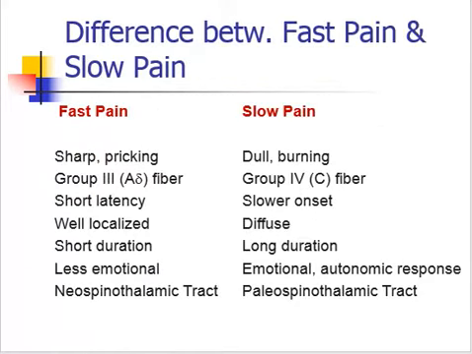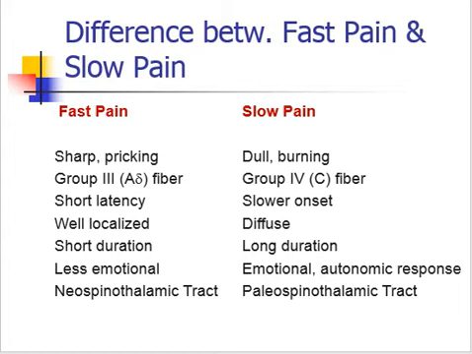Now we have to know the difference between fast pain and slow pain. Fast pain is a short pricking pain, carried by group 3, A delta fibers, with short latency, well localized, short duration, and less emotion, via the neospinothalamic tract. Slow pain is a dull burning pain, carried by group 4, type C fibers, with slower onset, diffuse, long duration, emotions, autonomic response, via the paleospinothalamic tract.